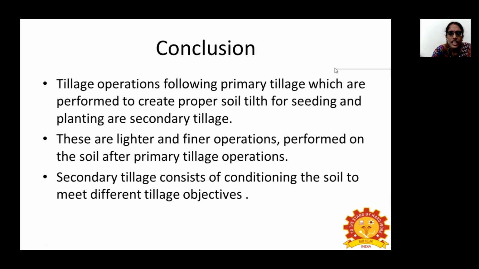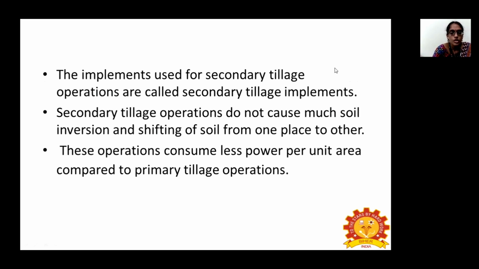Tillage operations that follow primary tillage, performed to create a better soil for seeding and planting, are known as secondary tillage. These are always lighter and finer operations, so the power consumption is less compared to primary tillage equipment. They can be performed in the soil after the primary tillage operation. Secondary tillage consists of conditioning the soil to meet different tillage objectives. The implements generally used for secondary tillage are called secondary tillage implements.